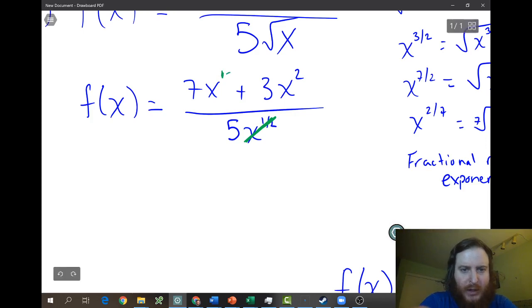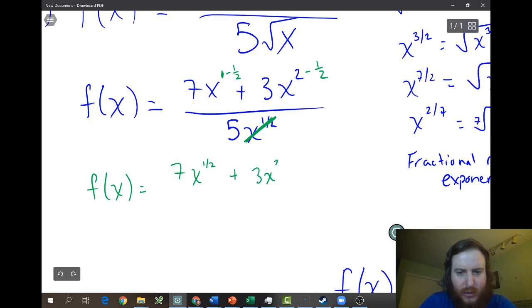So we're going to subtract off 1/2, because that's the smallest exponent that we canceled out. And so now we get f of x equals 7x to the 1/2 power plus 3x to the 3/2 power, right? 2 minus 1/2 is 3/2, like 4 over 2 minus 1 over 2 is 3 over 2. So all divided by 5.